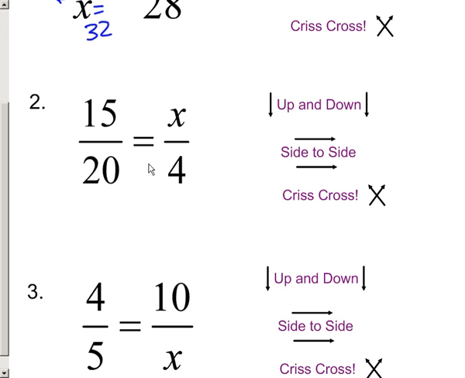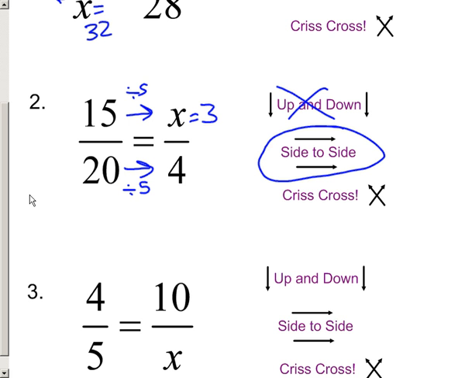How about side to side? We always want to go towards x, our arrows. So 20 to get to 4, that does work nicely. I will divide by 5. So we have to divide the top by 5. So x is going to be equal to 3. So that did not work for us, but this worked very nicely.